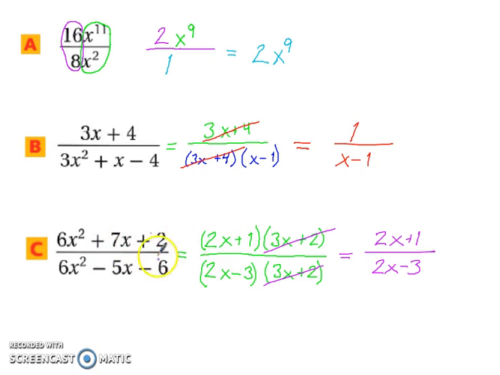In the third one, we can factor the denominator as well as the numerator, unlike in B. So we have 2x plus 1 times 3x plus 2, and then we have 2x minus 3 times 3x plus 2. Our 3x plus 2, we can cancel those out, leaving us with 2x plus 1 over 2x minus 3. Now that you have our simplification down pat, let's go back.